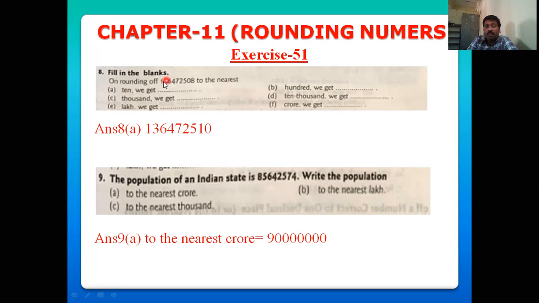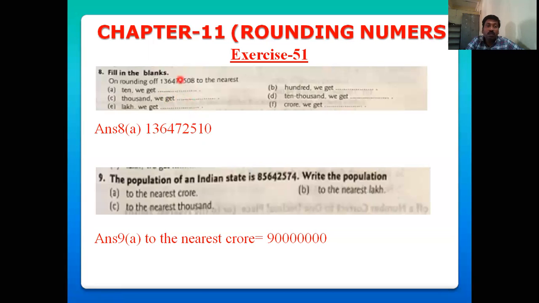Fill in the blanks on rounding this number to the nearest 10. In this question, we can solve in the previous way. Now here we see the 10 place digit. The 10 place digit is 0. And see the next digit after this 0. So it makes the 0.